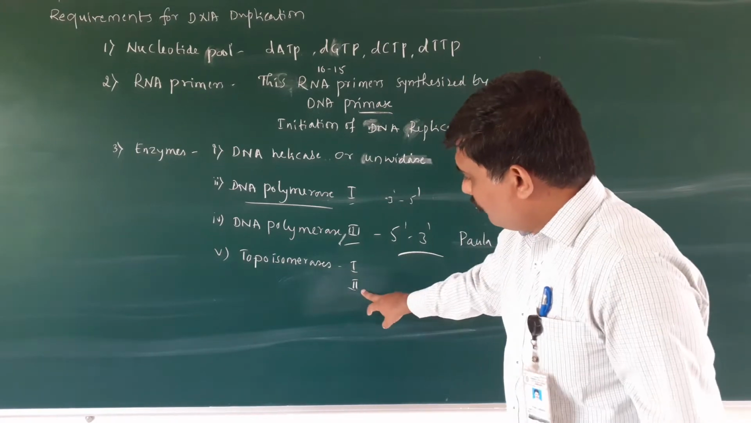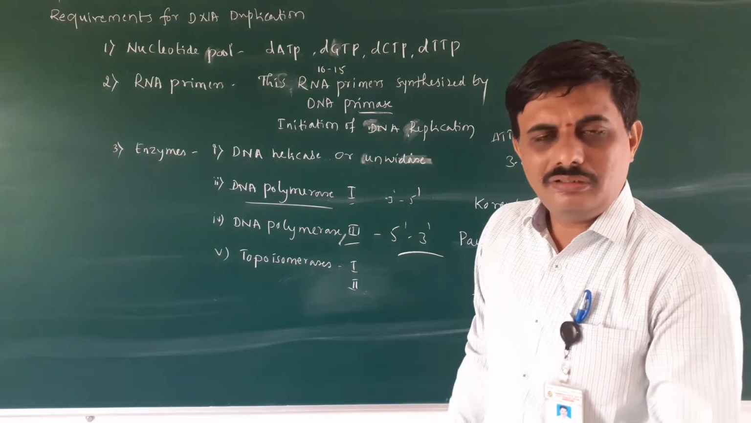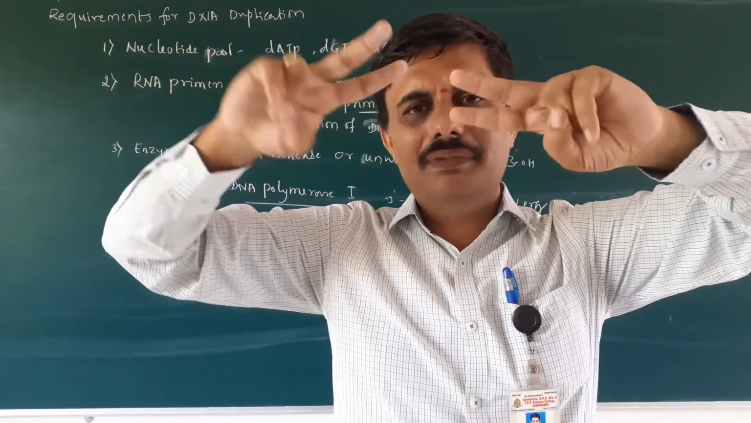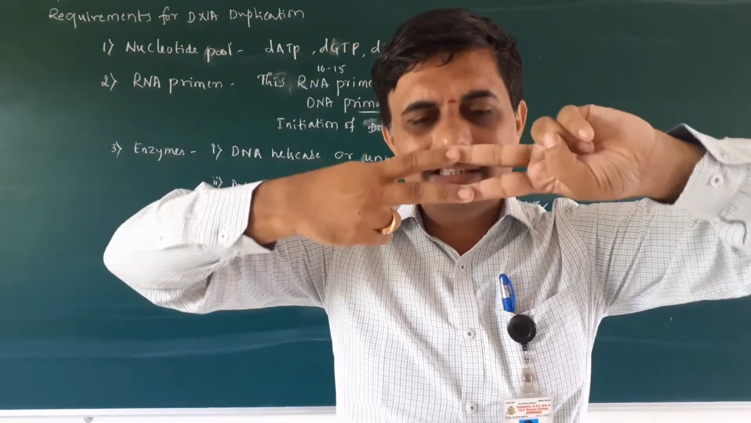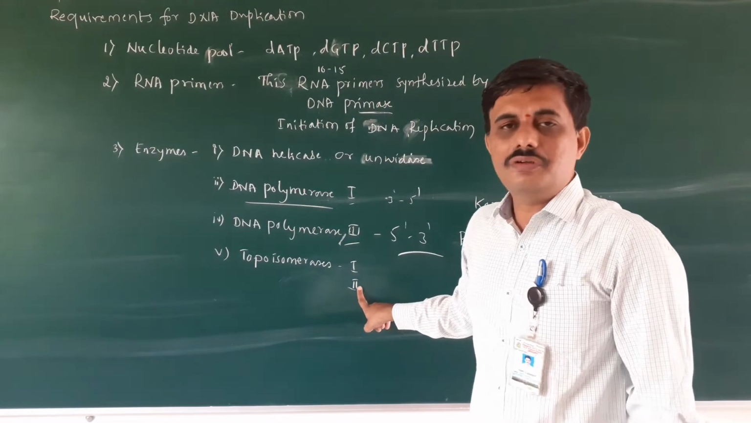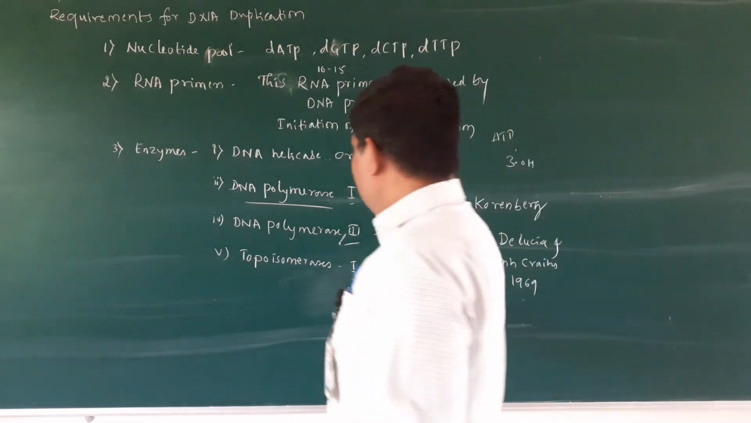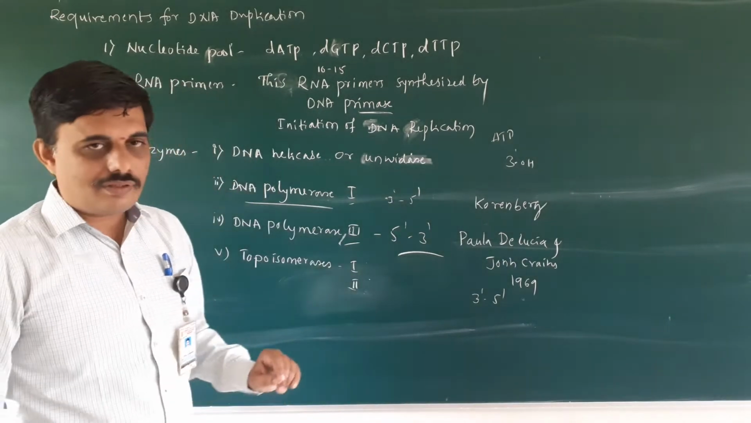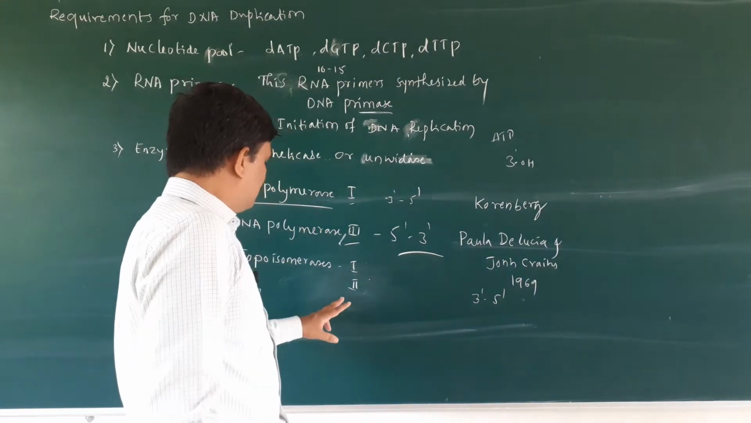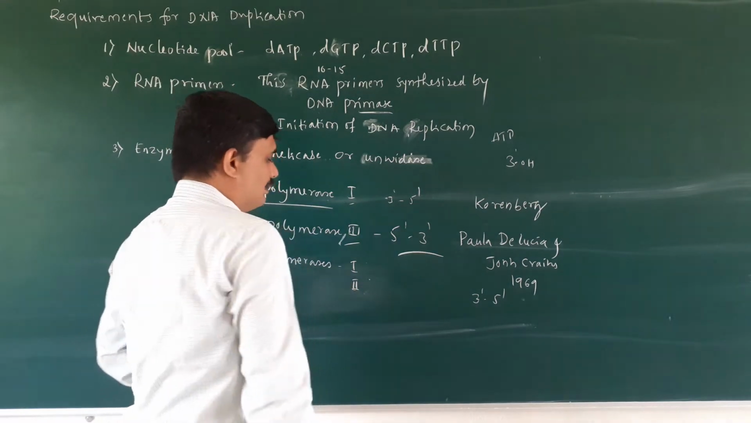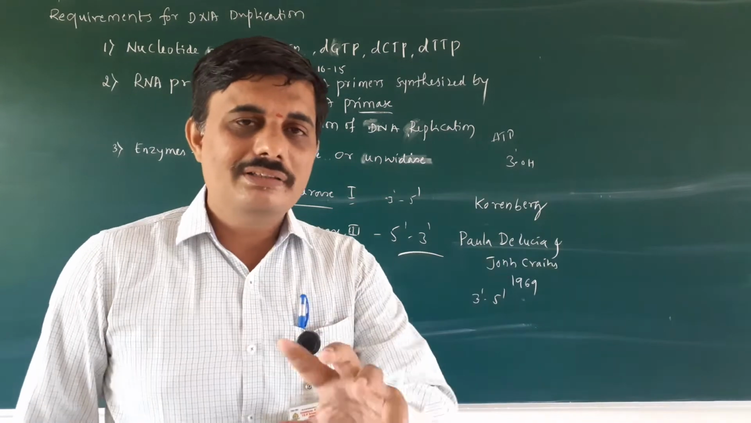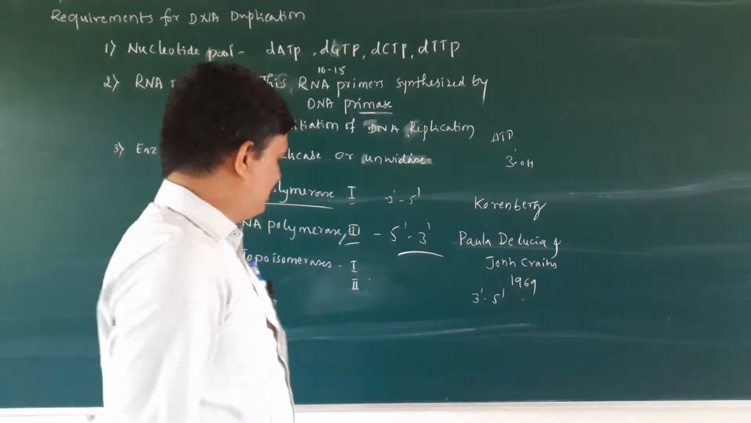Then what is the function of DNA topoisomerase 2? It cuts and reseals both the strands of the DNA. These two are involved to resolve the supercoiling that occurs during the DNA duplication.